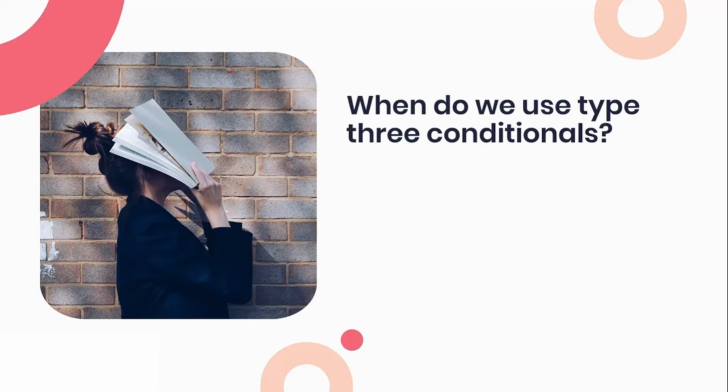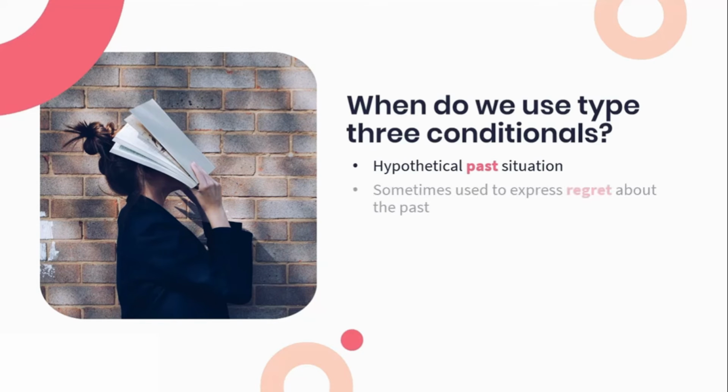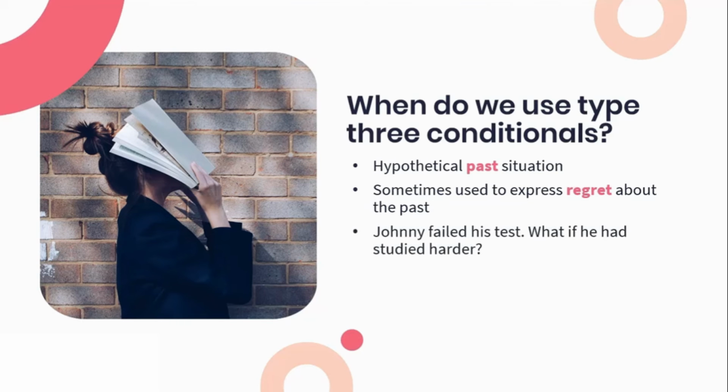We use type 3 conditionals to talk about a hypothetical past situation. Note the word past. The hypothetical situation has to be in the past in order for it to be the type 3 conditional sentence type. Sometimes the type 3 conditional sentence type is used to express regret about something that happened in the past. Now, this isn't always the case, but it is very common. Let's look at an example. Johnny failed his test. What if he had studied harder?